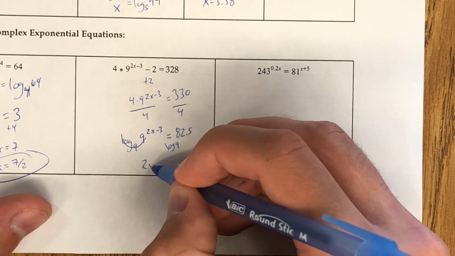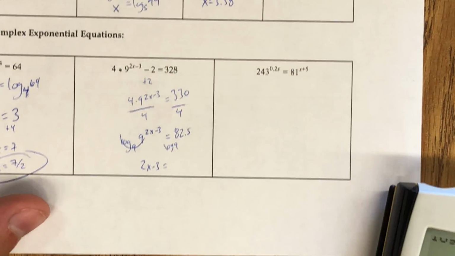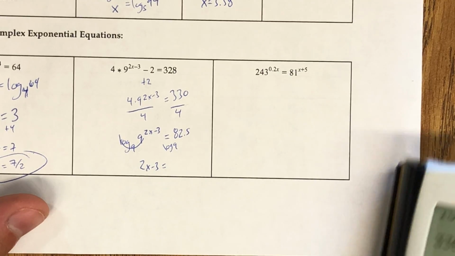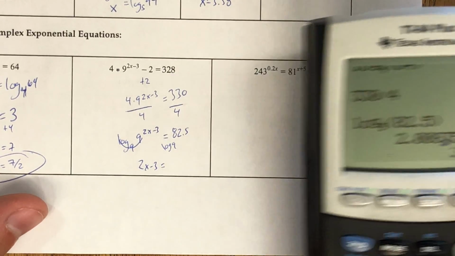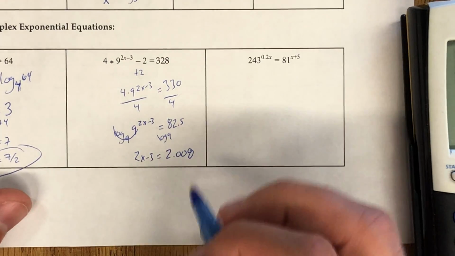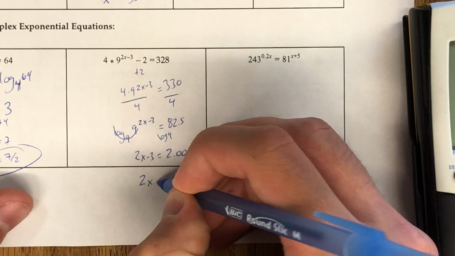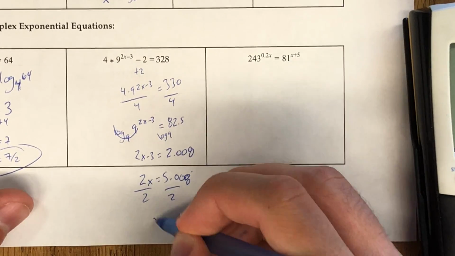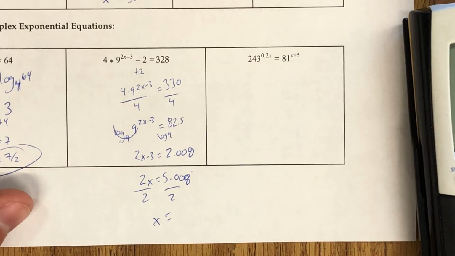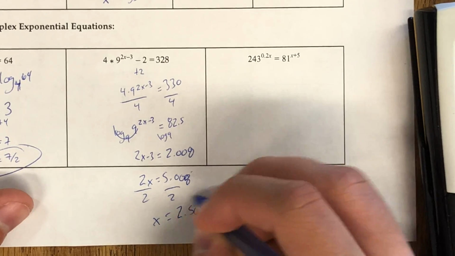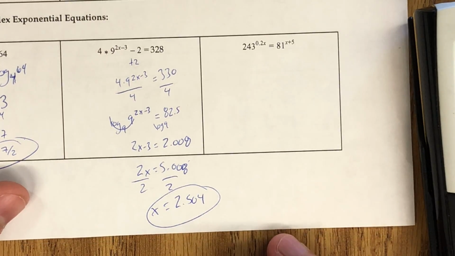So that'll cancel, and we just have 2x minus 3. And the log base 9 of 82.5 is pretty close to 2, but 2.008, I'll round it. Next, we add 3 to both sides, so we get 2x equals 5.008. Divide both sides by 2. And we get 2.504. Okay.